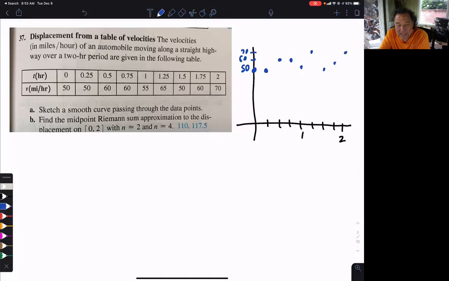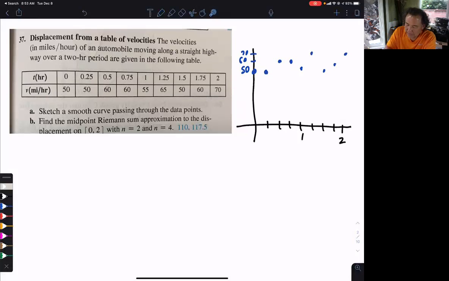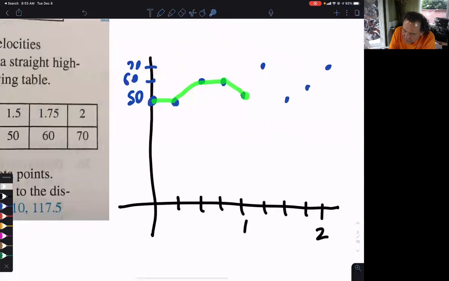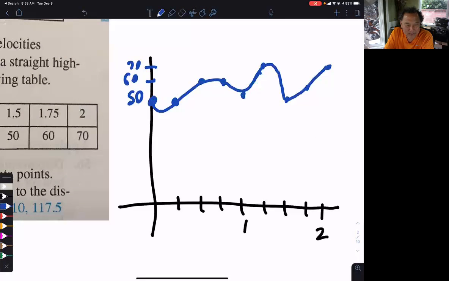They said connect these with a smooth curve. Now, to be smooth, I can't do this. Let me zoom in on that. To be smooth, I can't go boop, boop, boop. That's not smooth, that's rough, right? Smooth, you just kind of flow with it. Watch, flow, flow. I don't know what it looks like, I'm just guessing. There's a smooth curve. I don't know if that's right, but that's my curve. All right.